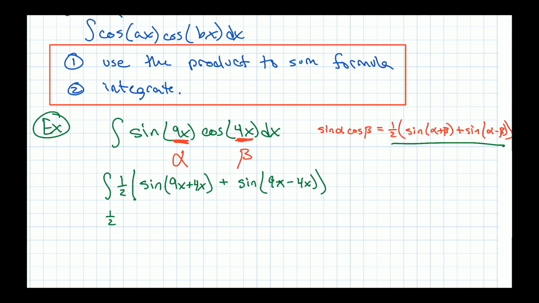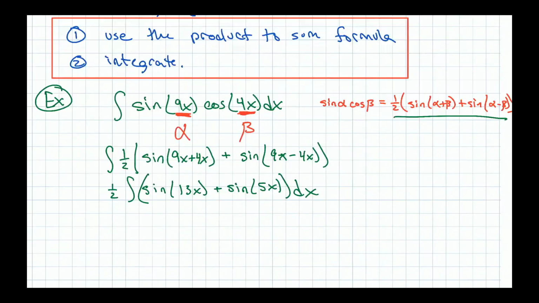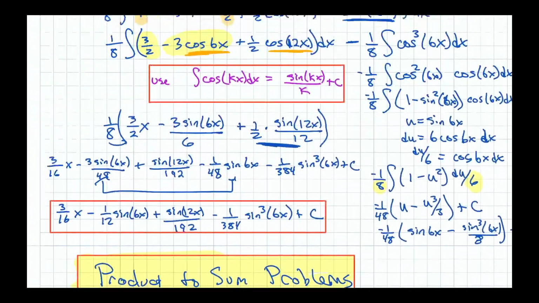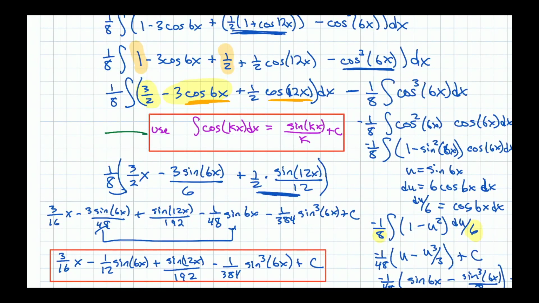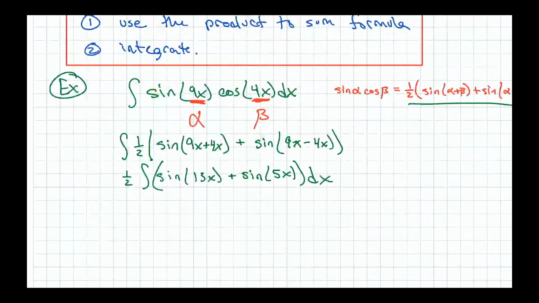So you get 1/2 integral of sine 13x plus sine 5x dx. So that's it. A very easy integral now, because all you have to do is basically the way we did this. You just do that again. We have sines and not cosines this time, but it's still a basic antiderivative.